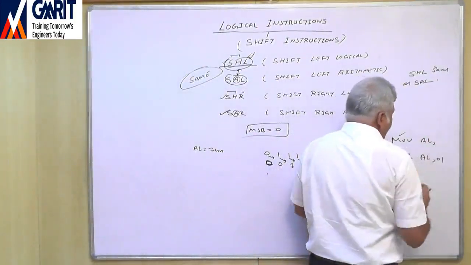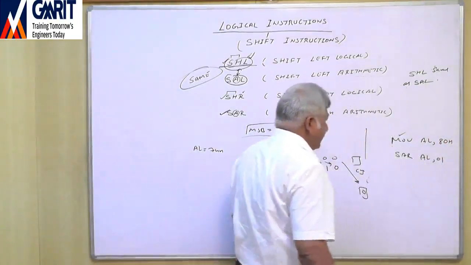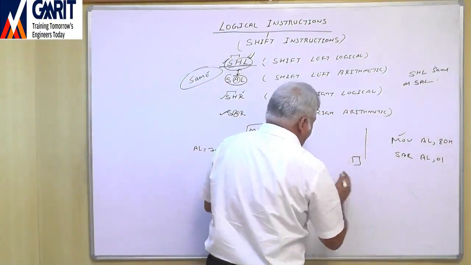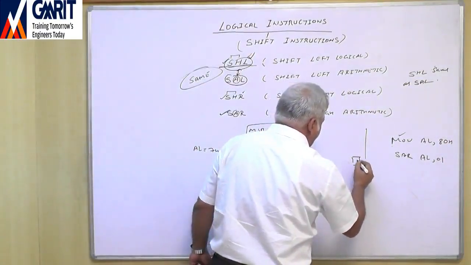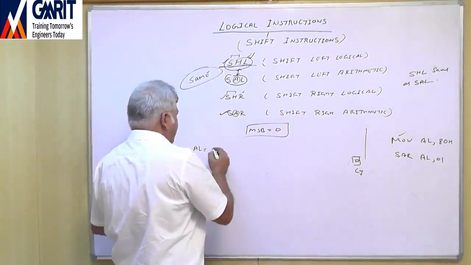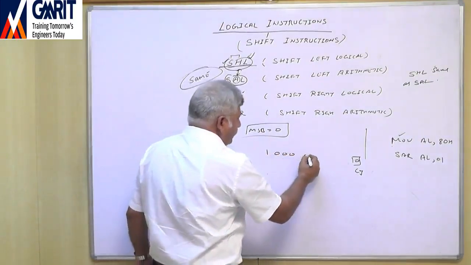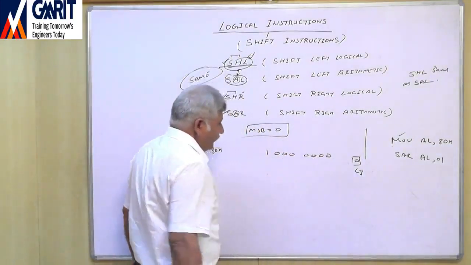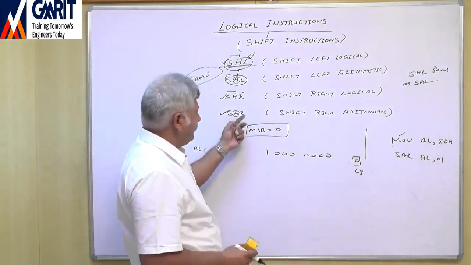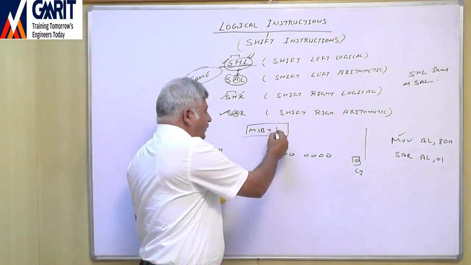If we are having 80H in AL register, let us see what will happen now. Carry flag, let us assume it is 0 previously. AL is 80H. 80 means 1, 0, 0, 0, 0, 0, 0, 0, and we are using instruction SAR. So what is the MSB bit? We will note down somewhere. It is 1.